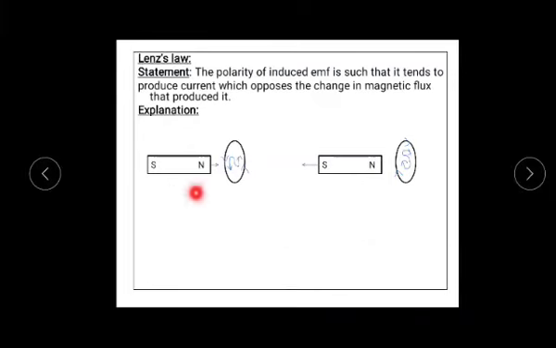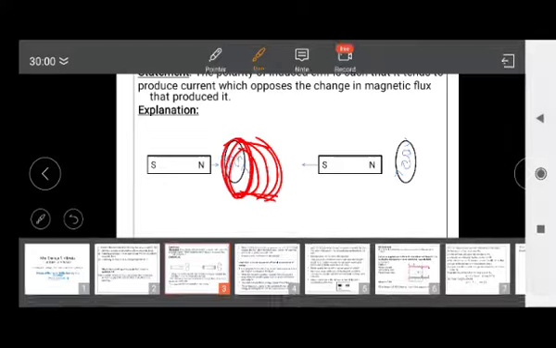This is a bar magnet, and this is a coil. Actually, coil means you will take it like this also. Other parts of the coil are here, but we have not shown them in the diagram. Only one face of the coil you have to consider. This is called the face of the coil, which is towards the magnet.